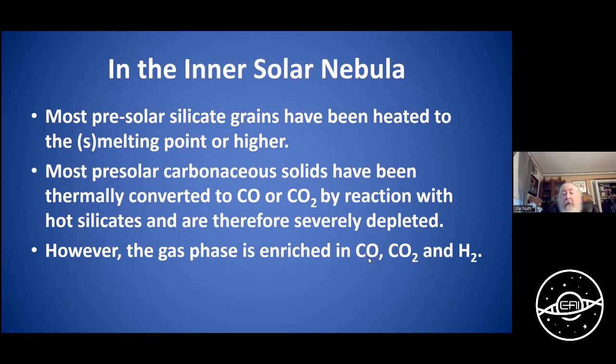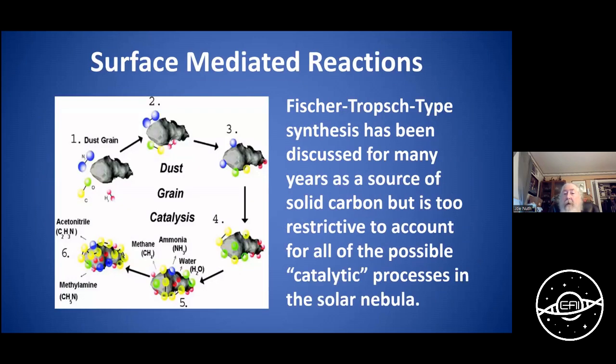But that also should mean that the gas is enriched in carbon monoxide, carbon dioxide, and hydrogen. And so in the inner solar system, you've got the perfect setup to do catalytic conversion of that back into organic materials. The simple Fischer-Tropsch reaction, we stopped using that term because people got upset. They were thinking Fischer-Tropsch is one very specific process, and it is. Carbon monoxide plus hydrogen goes to various hydrocarbons, usually the simple hydrocarbons, methane, ethane, etc.